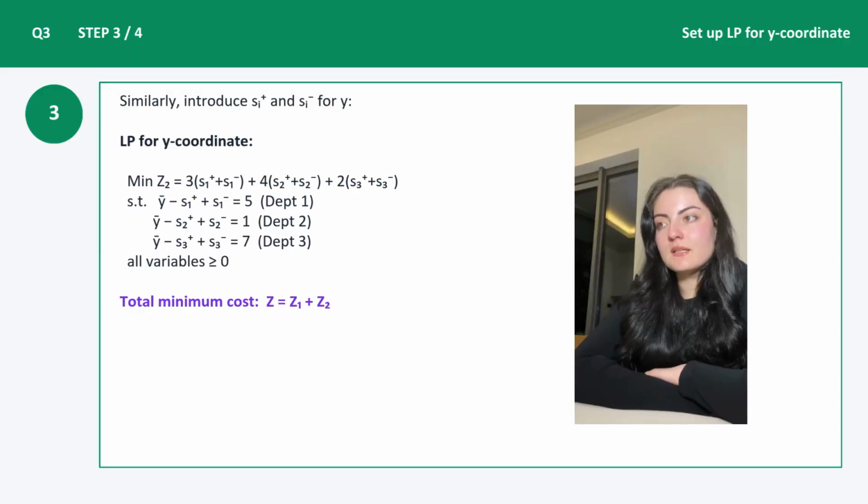We apply exactly the same idea to the y direction. Again, we define deviation variables and rewrite the vertical distance terms in linear form. So after this step, both the x and y parts of the original rectilinear problem are represented as a linear programming model.